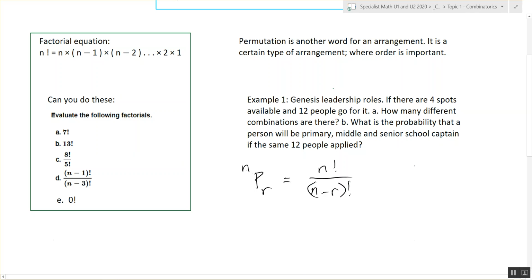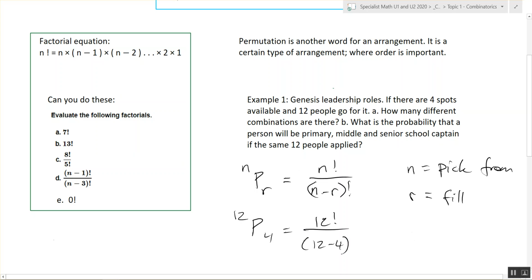So what's the n represent? It's the number to pick from, and r is the number of spots to fill. It is 12, and r is, yeah. Does that make sense to everyone?